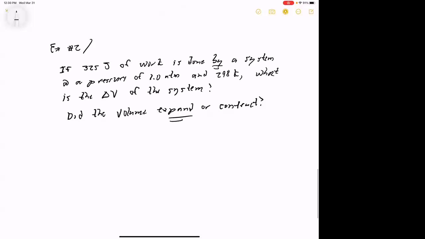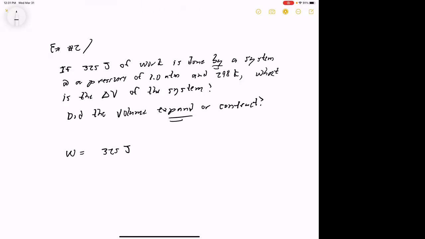So let's go back and see what we know. We know that the work is equal to 325 joules. Now I have to put a sign on this, don't I? That 325 joules could either be positive or negative, depending upon our perspective. Our perspective here, of course, is the system. And we said that the work is being done by the system. So what do I put in front of that joules? Is it negative or positive? Is this positive work or negative work from the standpoint of the system?